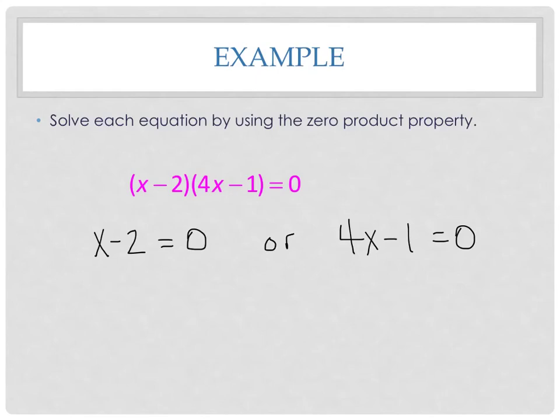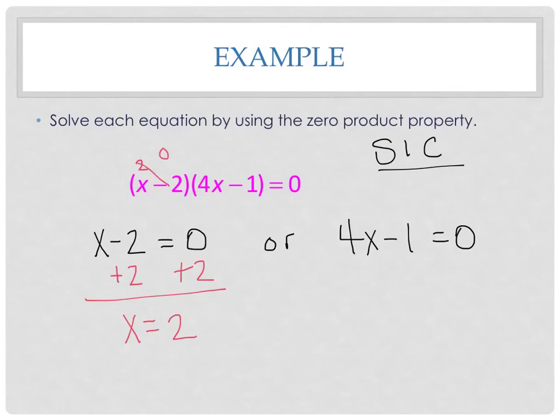And so now I'm just going to use the SIC process to solve for x. So I'll, in this case, add 2 to both sides and find out that x could equal 2. Which makes sense, if I plug 2 in for x up here, 2 minus 2 is 0. Well, 0 times anything is 0. So that checks in that example.